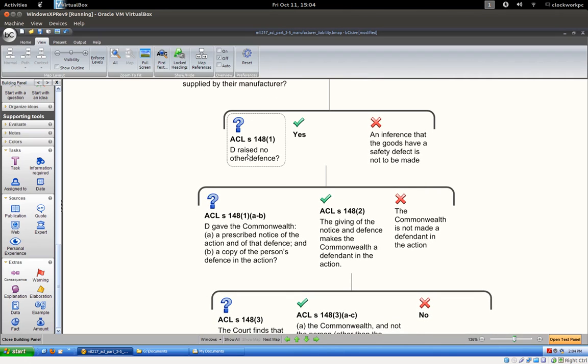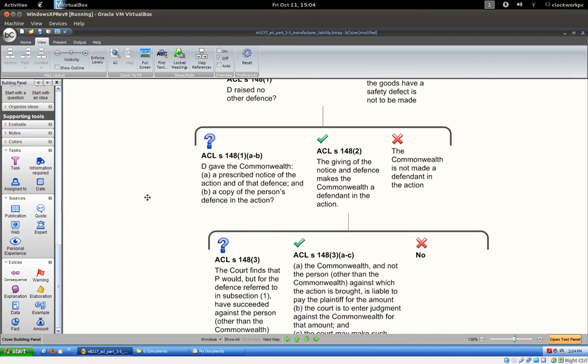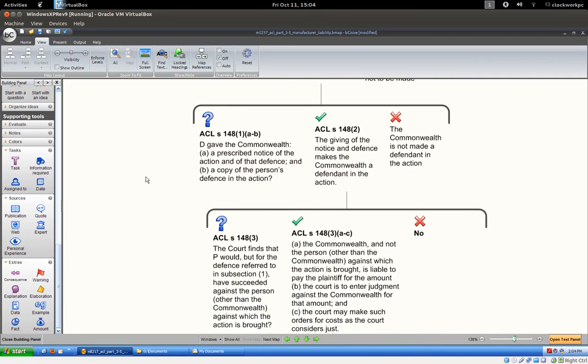So if D raised no other defense, so this is ACL section 148 subsection 1, then the next question is whether D followed the instructions of 148 subsection 1 subsections A to B by giving the Commonwealth a prescribed notice of the action and of that defence, and a copy of the person's defence in the action. Doing so, pursuant to 148 subsection 2, makes the Commonwealth a defendant in the action.